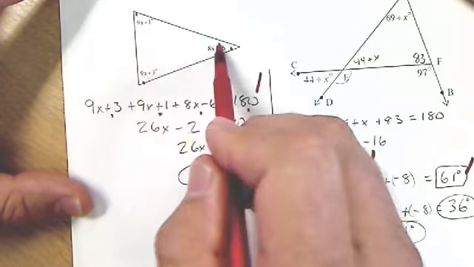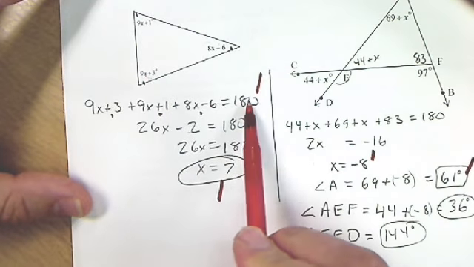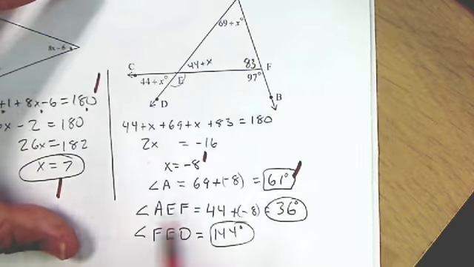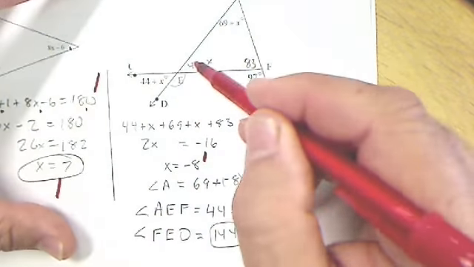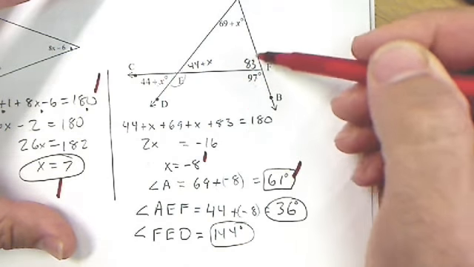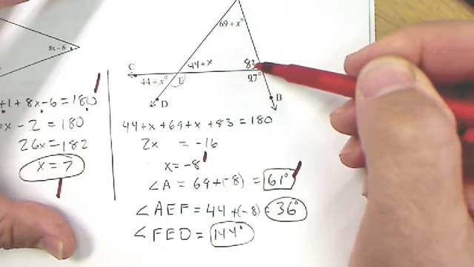The interior angles of a triangle add up to be 180. Add them all together and they equal 180. Solve. Vertical angles are equal. These are supplementary. They lie on a straight angle. So I can just take 180 minus 97 and it gives me 83.